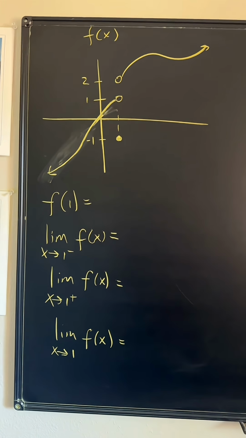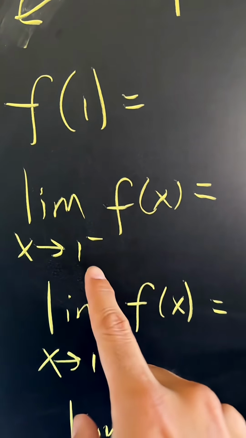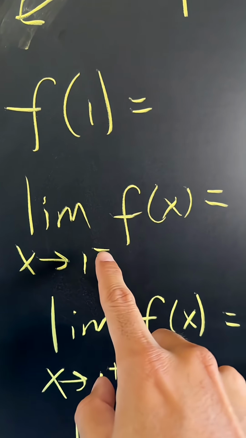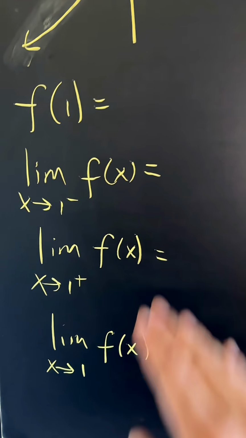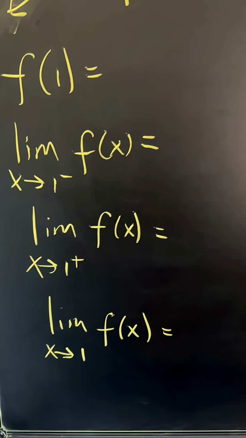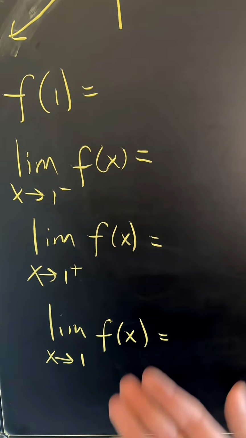What is f of 1? What is the limit as x approaches 1 from the left side? That's what that little negative sign means. And then you have the limit as x approaches 1 from the right side. And then we answer the final question, what is the limit as x approaches 1?